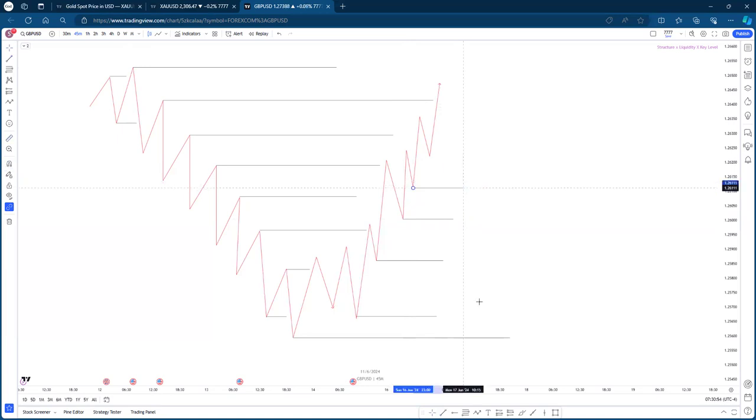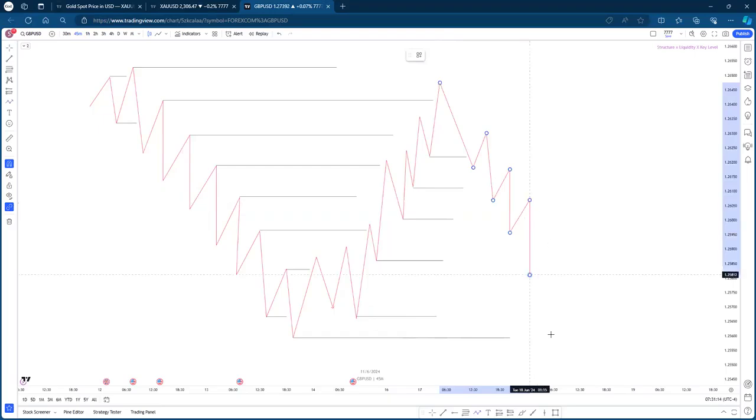Now that we know that the minor external range liquidities are being created, now that price has also taken this internal range liquidity that we can find here, this internal range liquidity that is close to the strong high, what will price now do again? Price will take out this one, take out the next one, take out this one, take out this one. Then price will go for the overall external range liquidity.